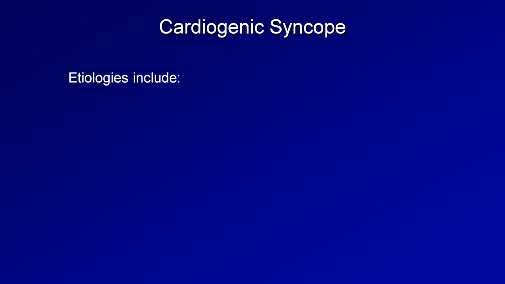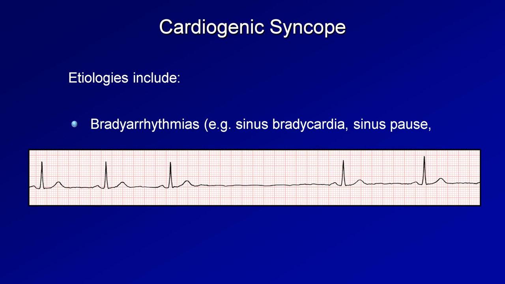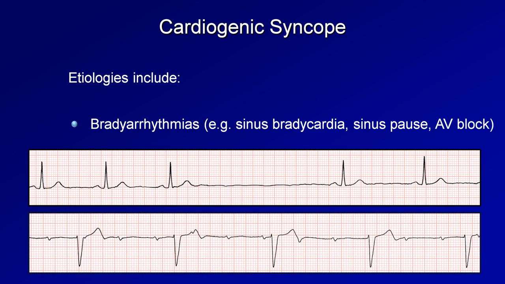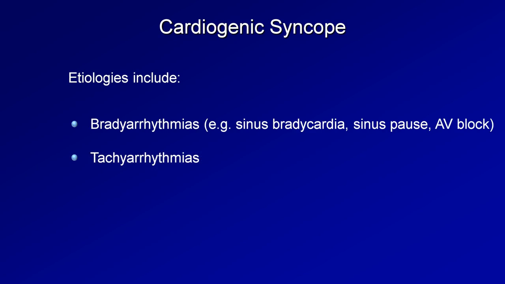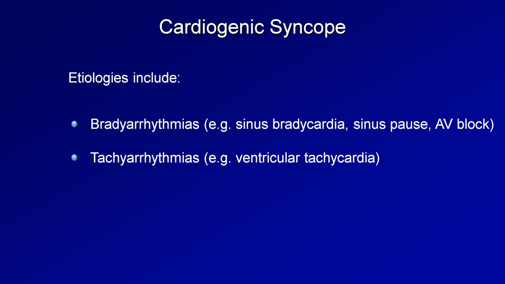Specific etiologies of cardiogenic syncope include bradyarrhythmias, such as sinus bradycardia, sinus pauses, or AV block, and tachyarrhythmias, such as ventricular tachycardia, while supraventricular tachycardias, such as AV-NRT or rapid AFib, can cause syncope on occasion. They are much more likely to cause palpitations or lightheadedness without frank loss of consciousness.